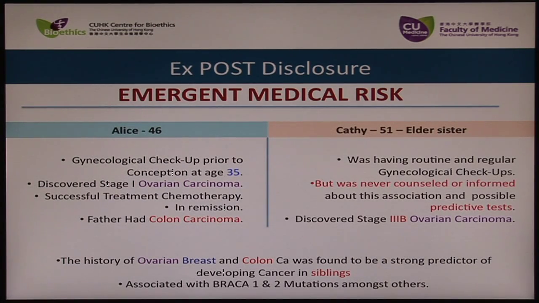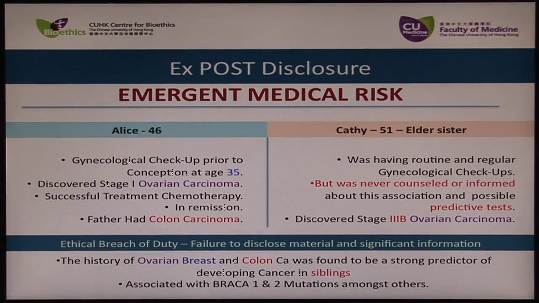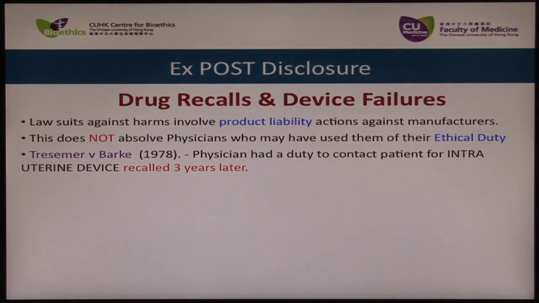Her sister Kathy was also having routine gynecological checkups, but was never counseled or informed about the risk based on her sister's information. And she was recently discovered to have stage 3B ovarian carcinoma. And I think there has been an ethical breach of duty because there was failure to disclose material and significant information which could have resulted in better outcomes for her sister.